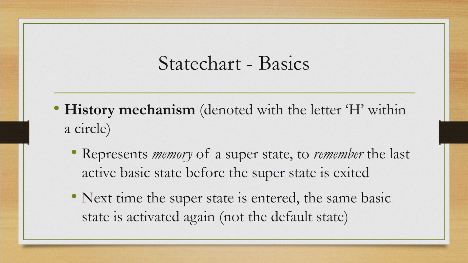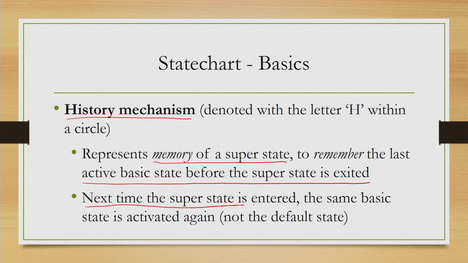There is another useful notation, that is called history mechanism, which essentially indicates a memory of the superstate, that is the basic state or the active basic state before the superstate is exited. So, last time what was the active basic state before we exited the superstate. Now, why this memory is important? It ensures that next time the superstate is entered, the same basic state is activated again. So, we do not need to start from the beginning or the default state.